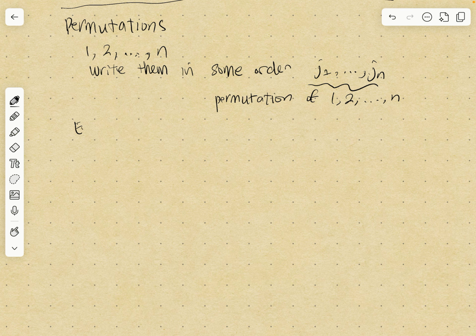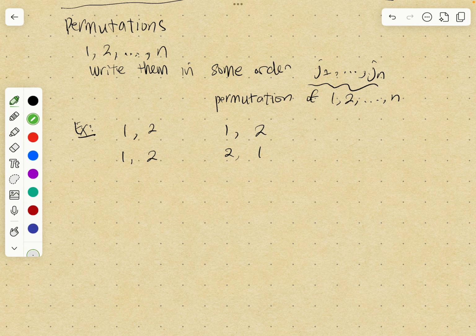So for instance, let's say that you have 1 and 2. Well, there's two possible ways to write down these integers. You can write them as 1 and 2, or you can write them in the order 2, 1. So this is one example of a permutation. 1 matches up with 1 and 2 matches up with 2. Or another permutation is to match 1 with 2 and 2 to 1.